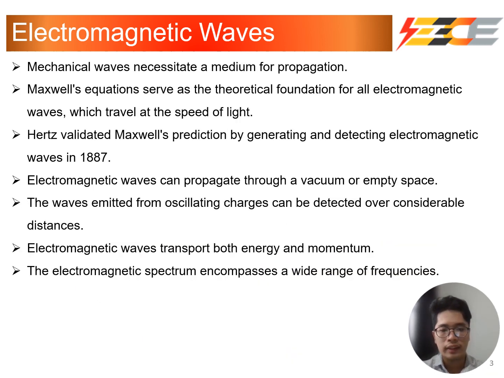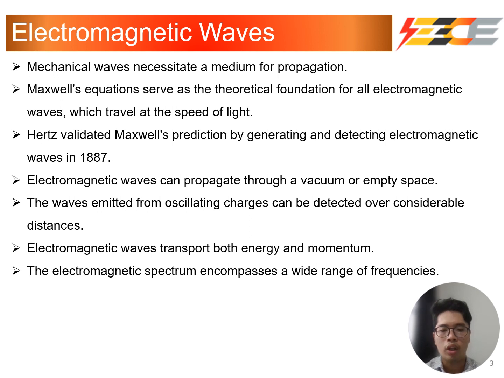Mechanical waves necessitate a medium for propagation. Maxwell's equations serve as the theoretical foundation of all electromagnetic waves, which travel at the speed of light. Heinrich Hertz validated Maxwell's prediction by generating and detecting electromagnetic waves in 1887. Electromagnetic waves can propagate through a vacuum or empty space.